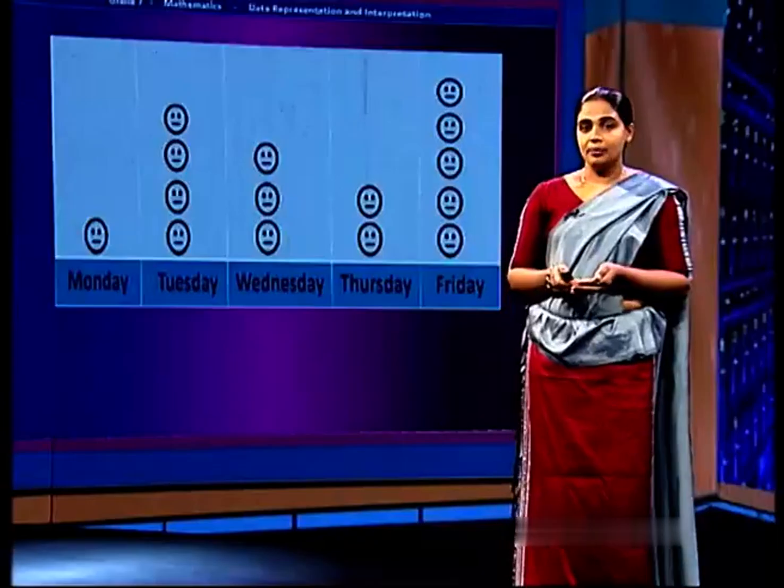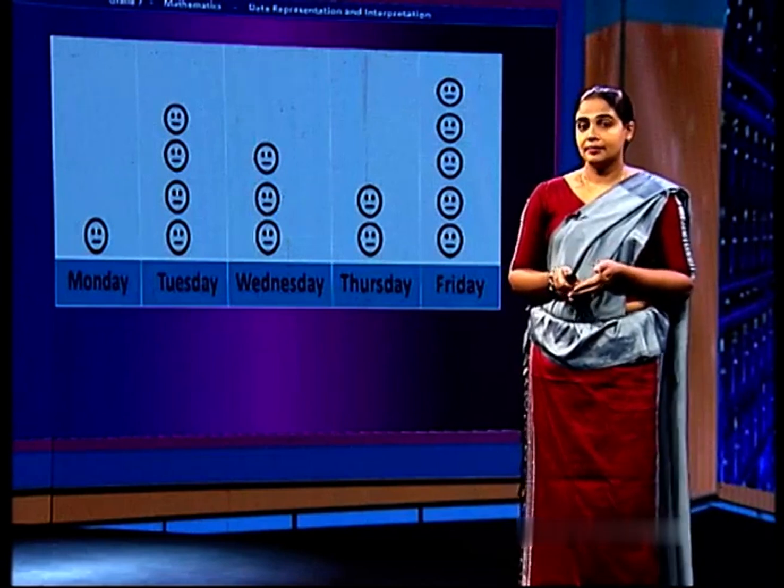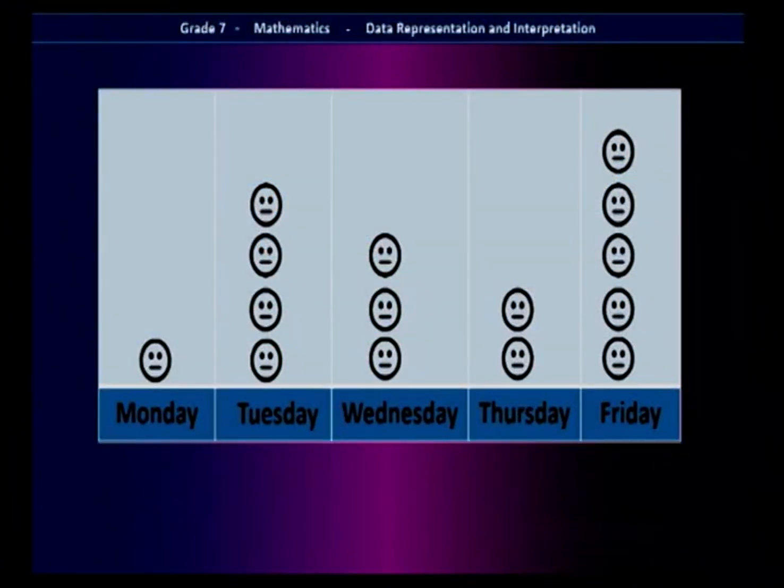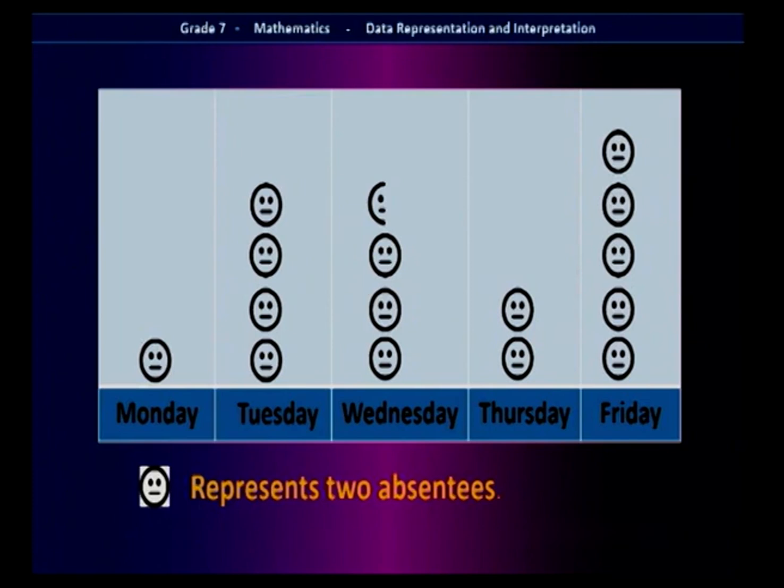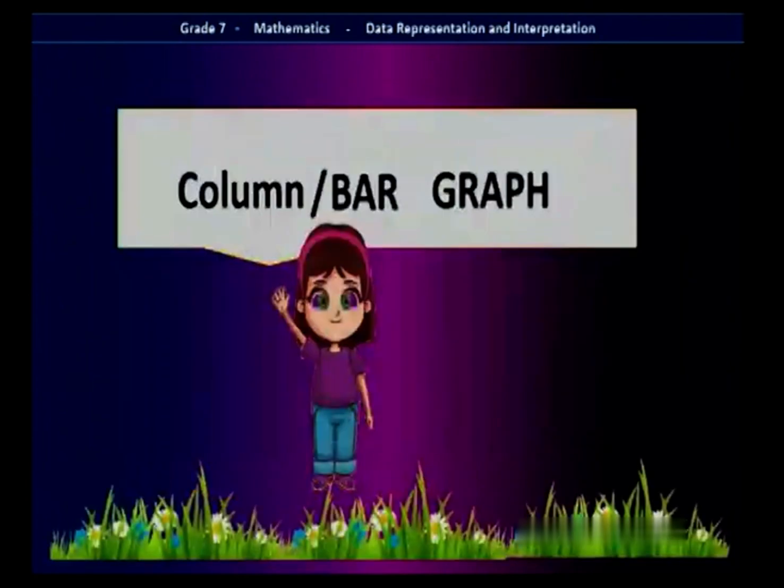Then kids, here we showed it using horizontal bars, but we can draw it in another way. Look at this one. Now we can draw these faces vertically. On Monday, 1 face, Tuesday, 4 faces, Wednesday, it is 3 faces and a half. Thursday, it is 2, Friday, it is 5. Now I think all of you could remember how you draw picture graphs. Then let's go to another one.